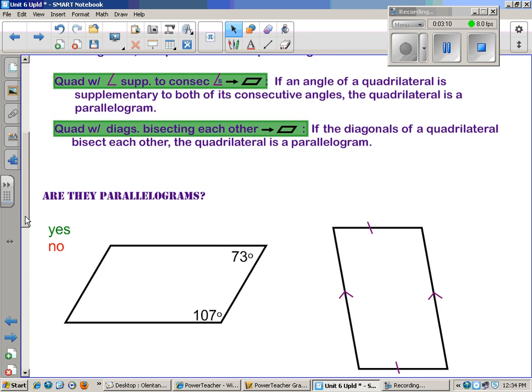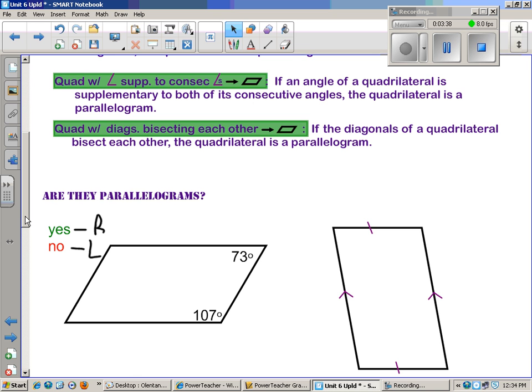Right? We are going to all play. If it's a parallelogram, you're going to raise your right hand. If it is a parallelogram, raise your right hand. That's your left hand. Raise your right hand. There you go. If it's not a parallelogram, you're going to raise your left hand. Raise your left hand. Awesome. Everybody got it. All right.